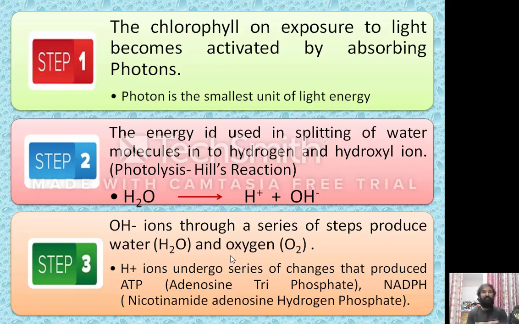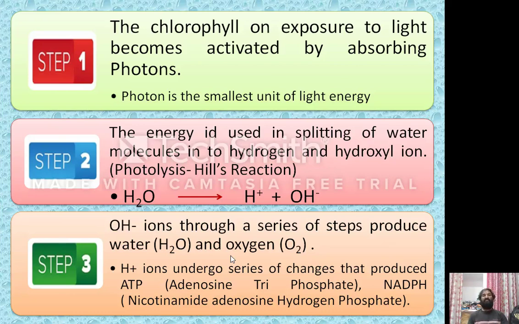Coming to the second step, when the chlorophylls are excited and release electrons, there is a deficiency of electrons in the chlorophyll. This deficiency of electrons is filled by the splitting of water molecules. This splitting of water molecules is known as photolysis of water. Photolysis: photo means light, lysis means breakdown. So the breakdown of water in the presence of light is known as photolysis.